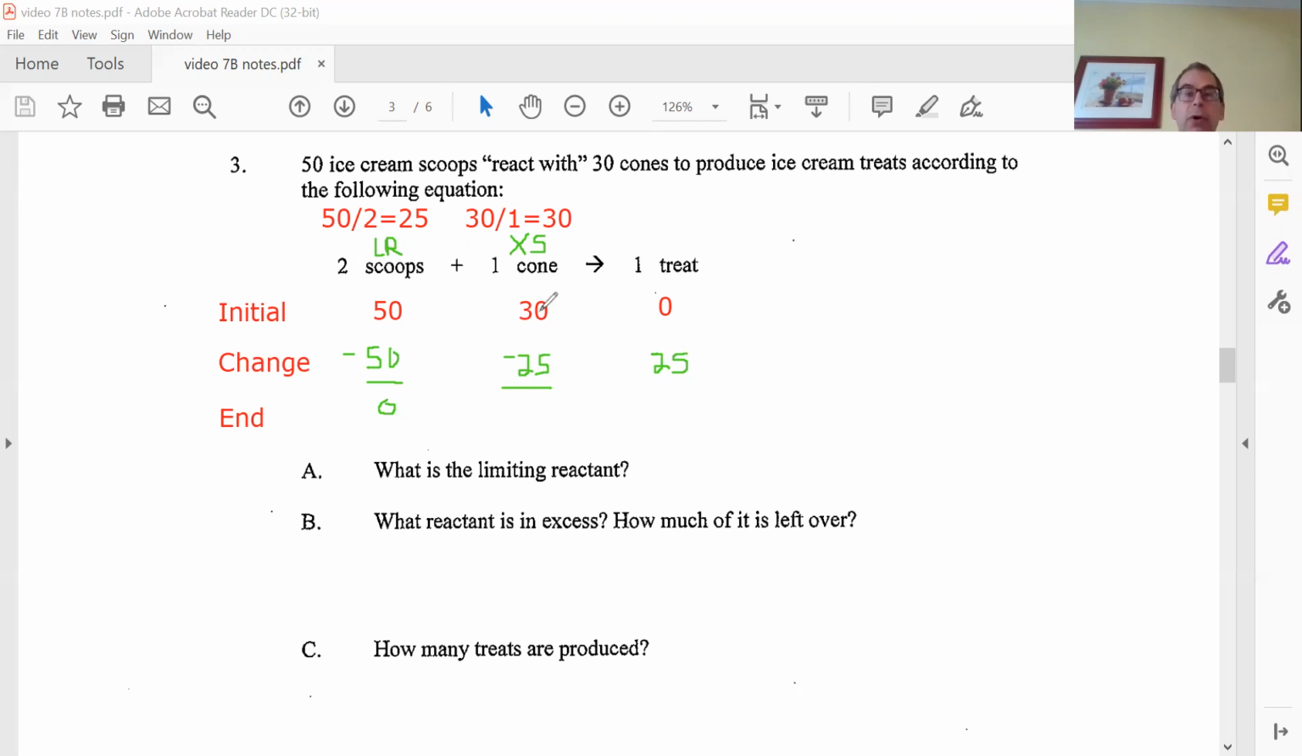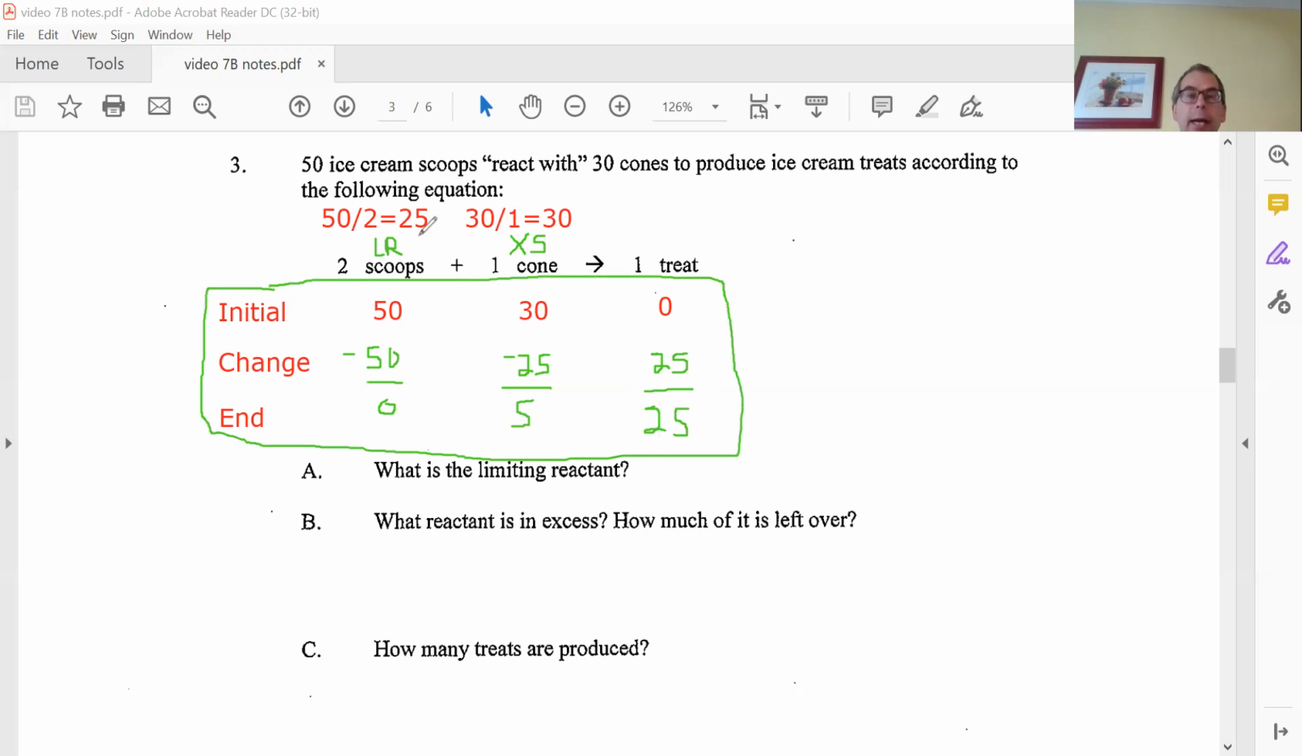How many plain cones do I have left over? Well, I started with 30, I used 25. So it looks like I have 5 left over. And how many treats did I make? I made 25. So I think we got all our questions in the box. Okay, our ice box right here. But let's just think outside of the box and answer our questions there.